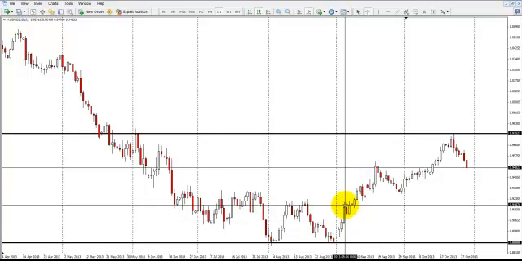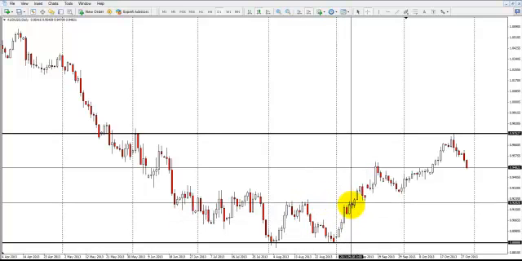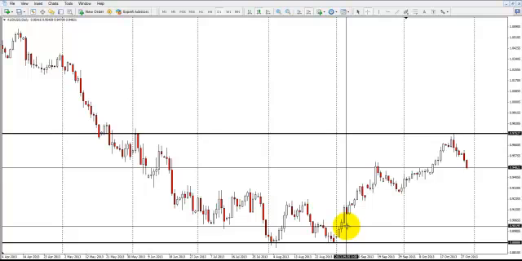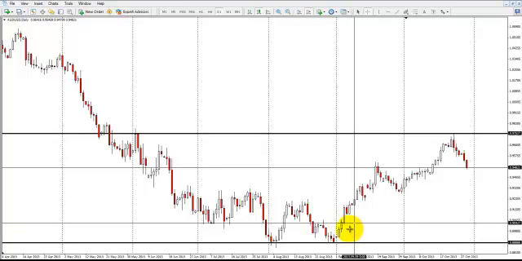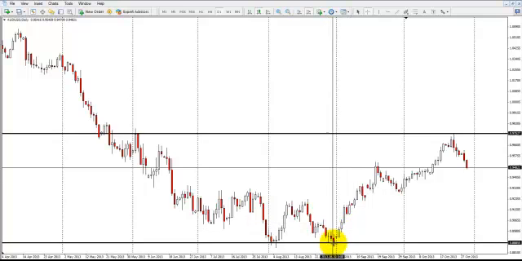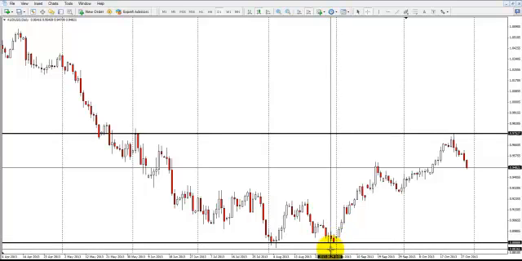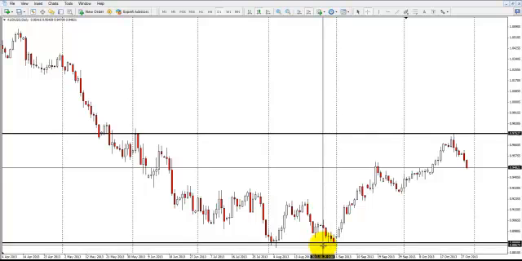Stop loss, if you took it on the break of this neckline, then your stop loss will be behind this candlestick. If you were to take it at the touch or engulfing pattern of the support level, then your stop loss would be beyond this area here.